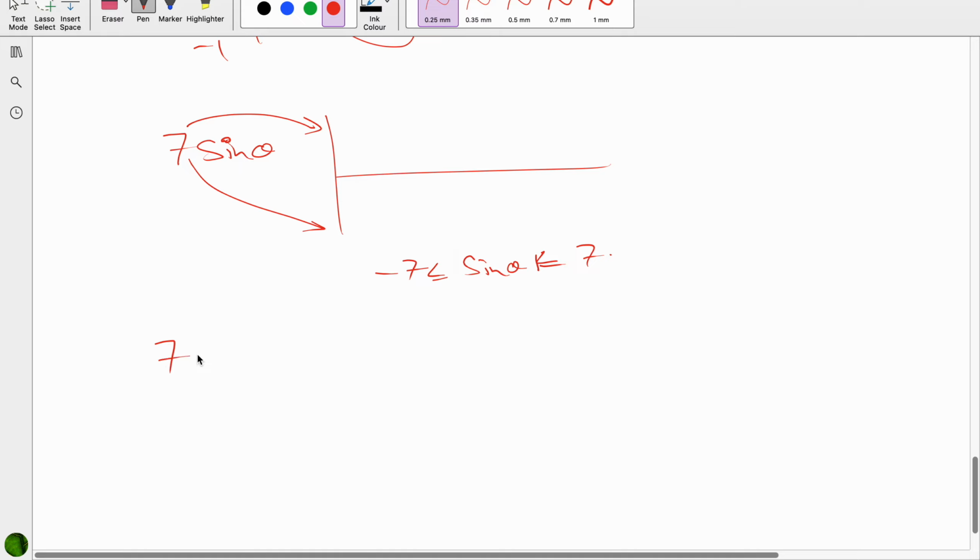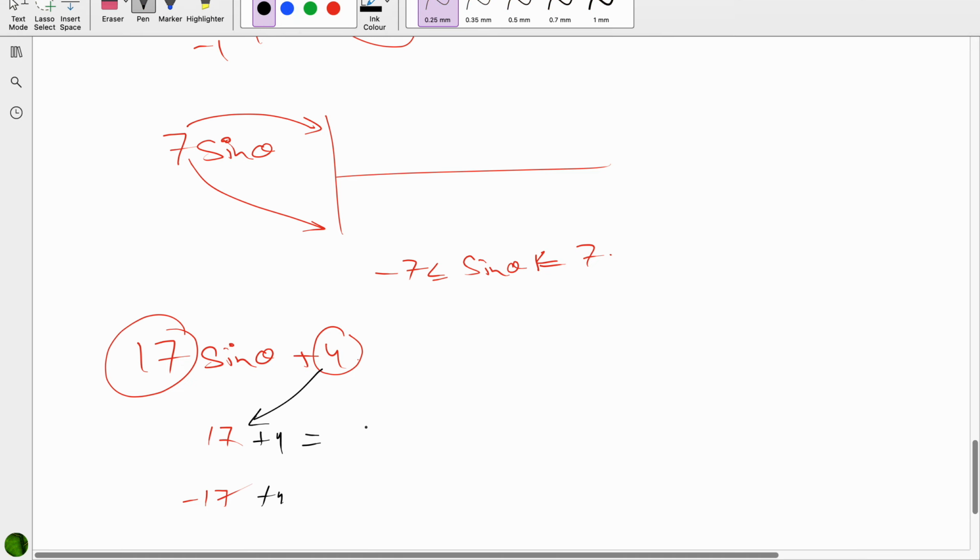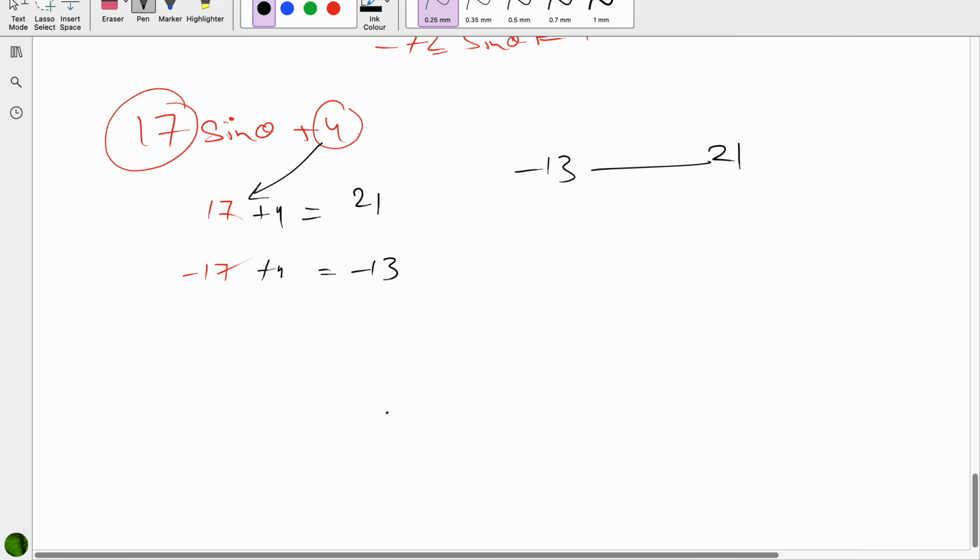So what if the question is 17 sine theta plus 4? We know it would have been 17 and minus 17. This plus 4 raises it by 4 units, so you just add 4 to them. 17 plus 4 is 21. Minus 17 plus 4 is negative 13. So we have the range from minus 13 to 21. Any confusion in cos theta, sine theta?